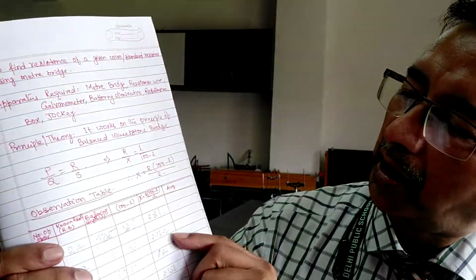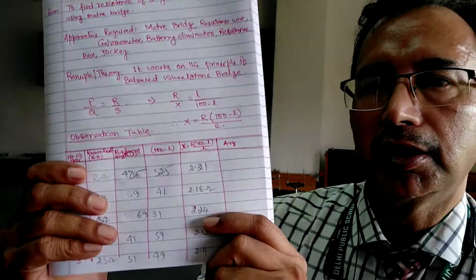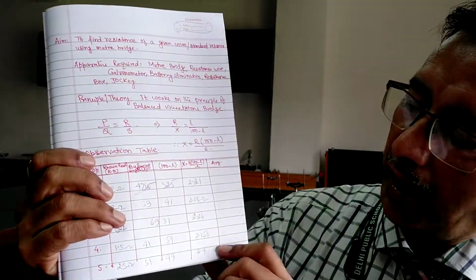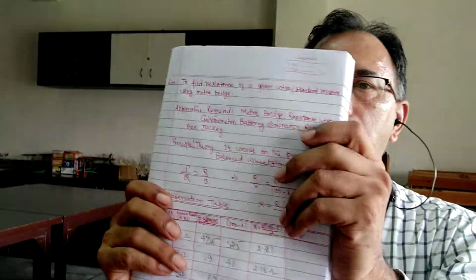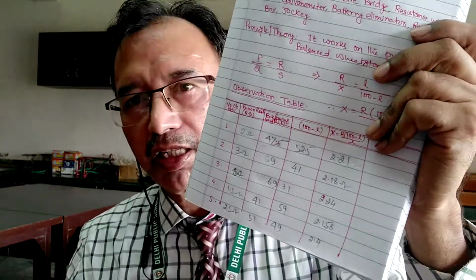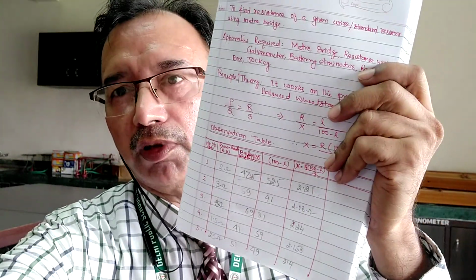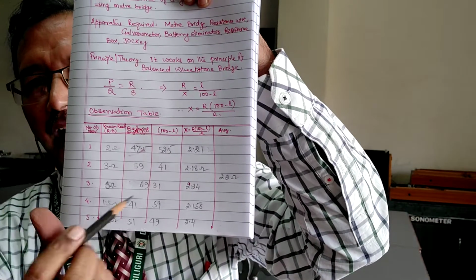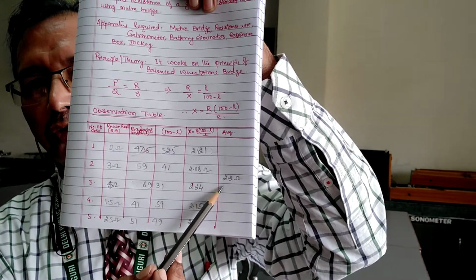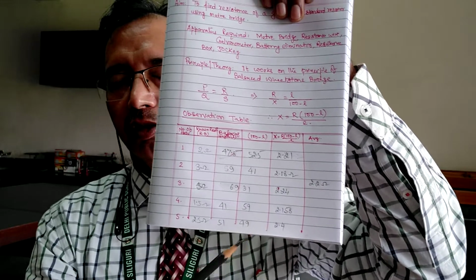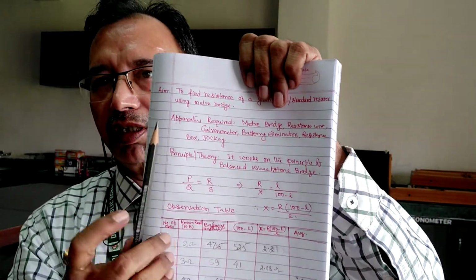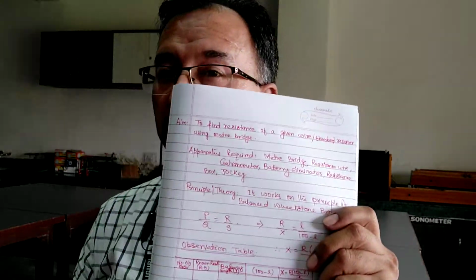The second one is coming 2.08. The third one is 2.24 and the fourth one is 2.2 rounded off, and 2.4. So now I will take out the average and then that will be our final reading. Okay. So my average is coming 2.2 ohm. So this way you can calculate the unknown resistance with the help of Metre Bridge.